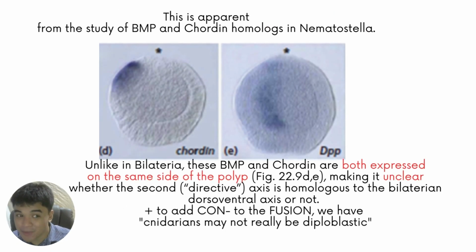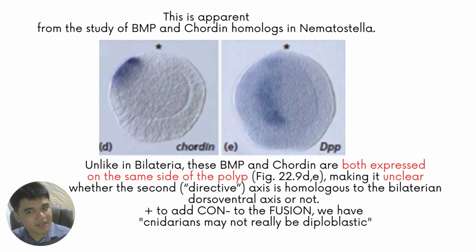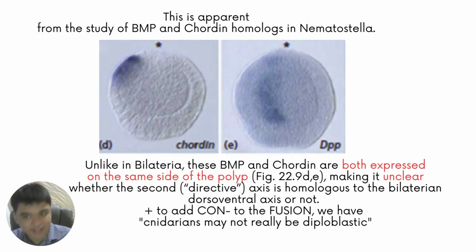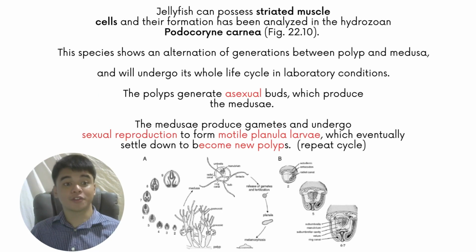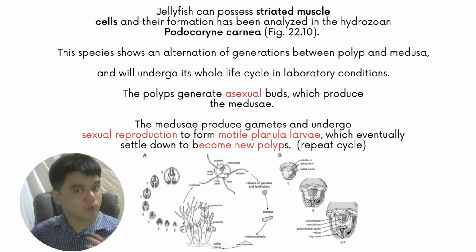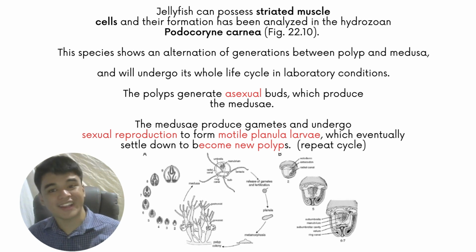And you want it to be even more confusing? Look, there's a study of BMP and chordin homologs in Nematostella. The problem here, BMP and chordin are both expressed on the same side of the polyp. Look to the right. Yes, they're on the same side being expressed, making it unclear whether it's actually directive to the axis or it's just whatever it wants to be. And to add to the confusion, cnidarians may not really be diploblastic, so that makes it even worse.